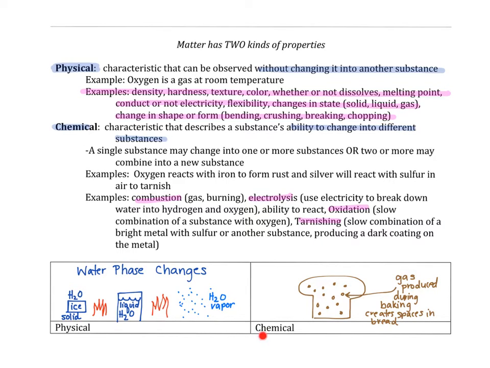For chemical properties, I drew a piece of bread. And what I want you to notice in the bread is all of these little dots. Those little dots are representing the air bubbles that exist within bread. The reason why that's there is because gas is produced during the baking, which actually creates those spaces in the bread. So there is a transformation or a change into a different substance in this process.